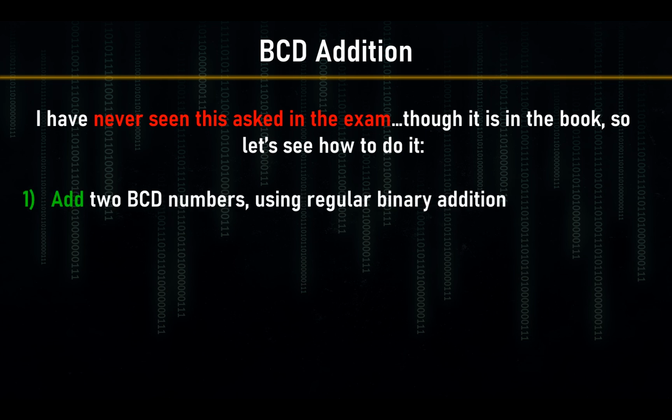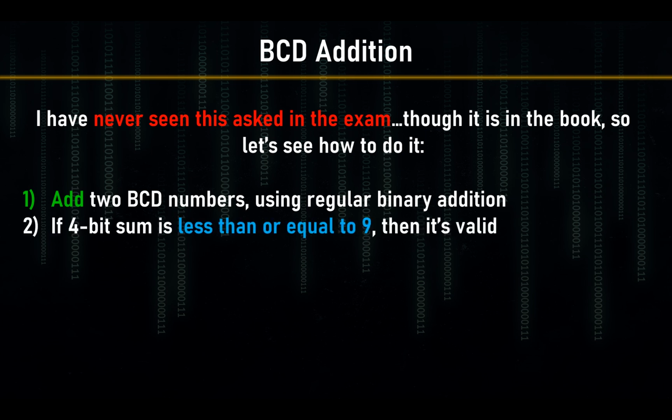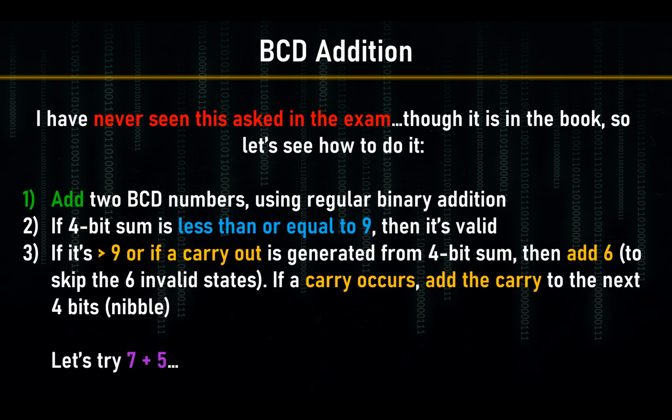Now, there's going to be 3 stages. The first stage is quite easy. We're just going to add 2 BCD numbers, the same as we would with regular binary addition. Then if the 4-bit sum is less than or equal to 9, so effectively if it's a valid BCD number, then we just do nothing with it and leave it as it is. However, if it's greater than 9, or if a carry out is generated from the 4-bit sum, then we want to add 6 to it.